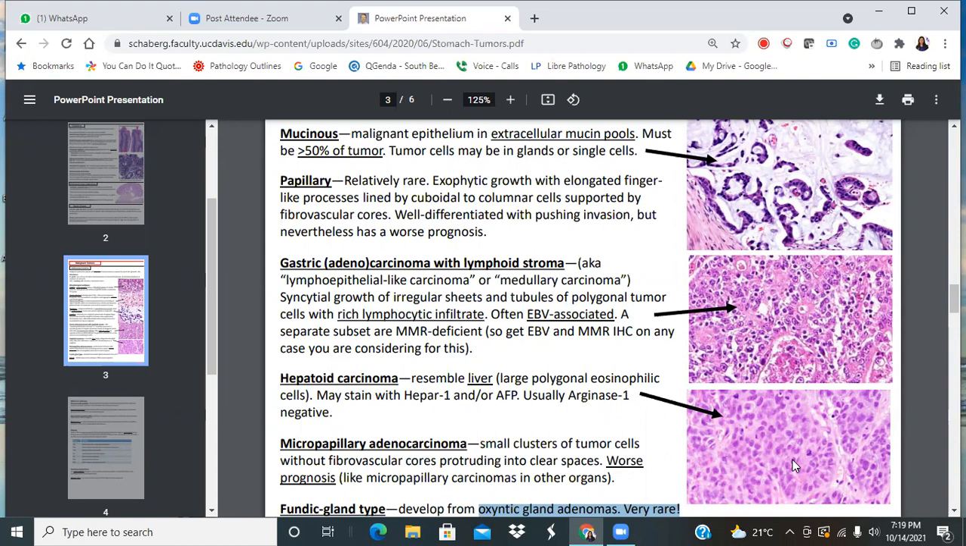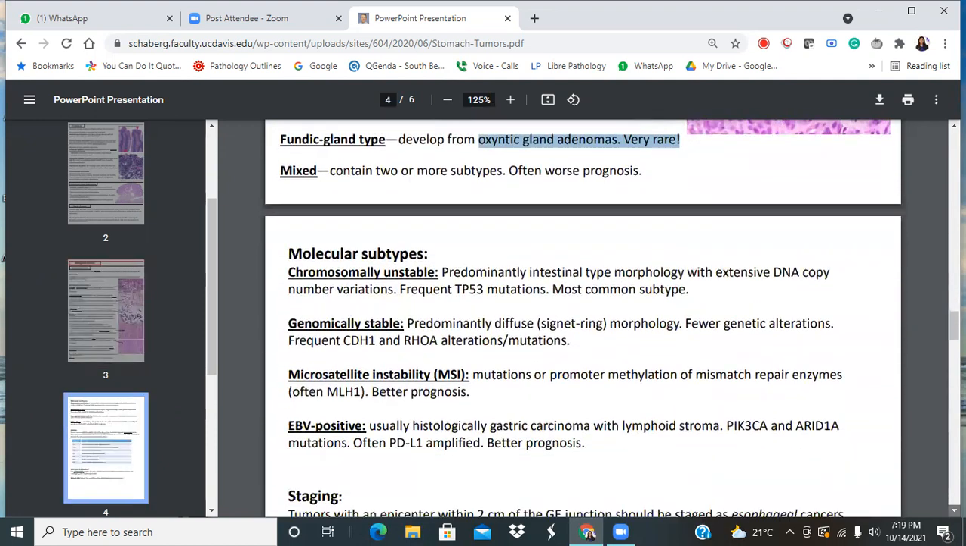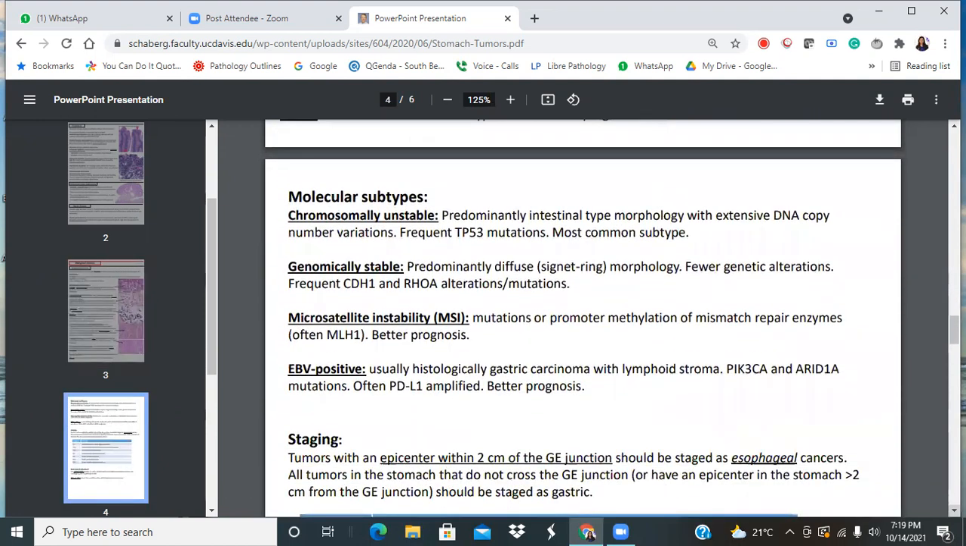Okay, let me turn on the lights here. So where were we? We did this hepatoid. We finished the fundic gland type, yeah. So we're in the molecular now. All right. Chromosomally unstable, predominantly intestinal type morphology with extensive DNA copy number. Just give me a second, guys, okay?